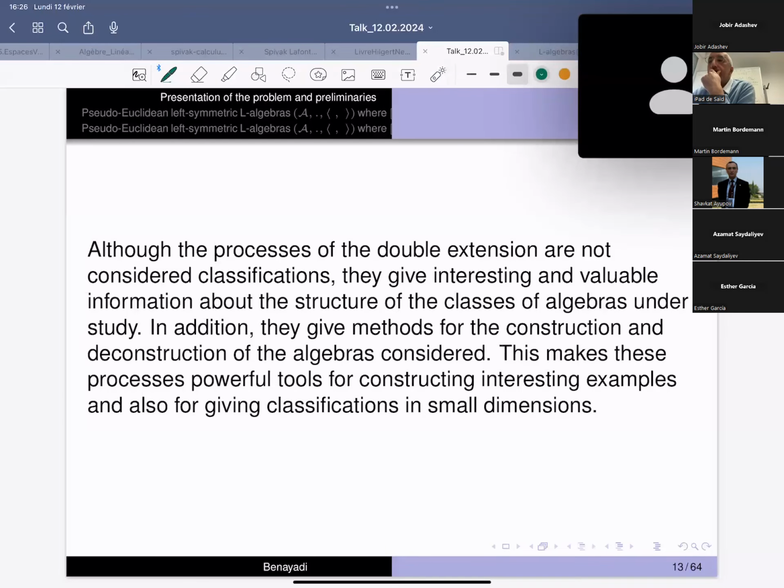Although the process of double extension is not considered a classification, it gives some method for the construction and deconstruction of the algebras considered. It is a very interesting process to understand the structure of flat pseudo-Euclidean Lie algebras.